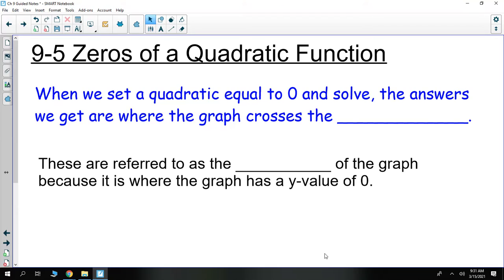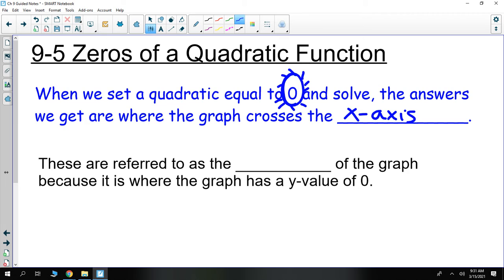Talking about the zeros of a quadratic function. When we set a quadratic equal to 0, make sure yours says 0. I think there was a typo, and I think it said 9 for some reason. So when we set something equal to 0 and solve, the answers we get are where the graph crosses the x-axis. Okay? These are referred to as the zeros of the graph.